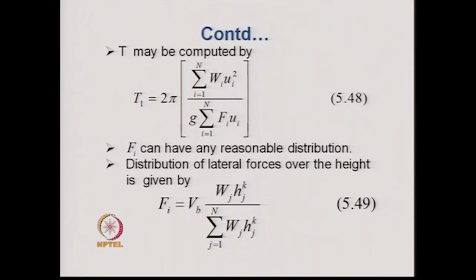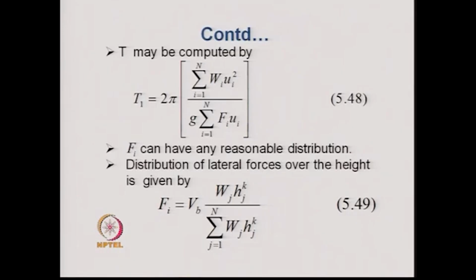Here Wi indicates the floor weights, Fi is an arbitrary load which is distributed along the height, but this distribution should be a reasonable distribution. Preferably this distribution is taken as the distribution of the first mode of the structure or some similar distribution. So, the arbitrary load Fi distributed in that particular fashion, when applied to the structure, produces a displacement of Ui at each floor. That is the meaning of Ui in equation 5.48, and with the help of this equation one can find out the time period for the structure and use the seismic coefficient method.